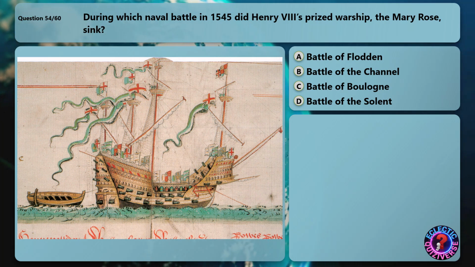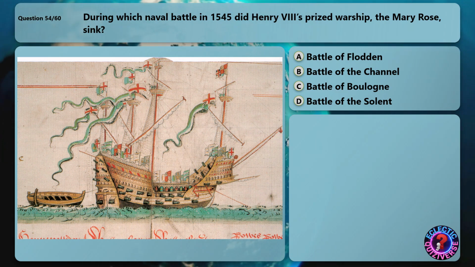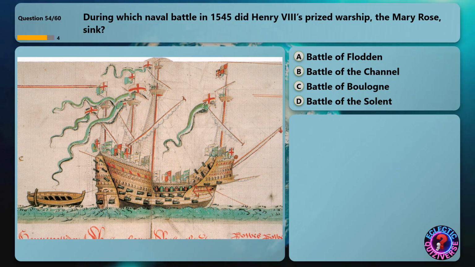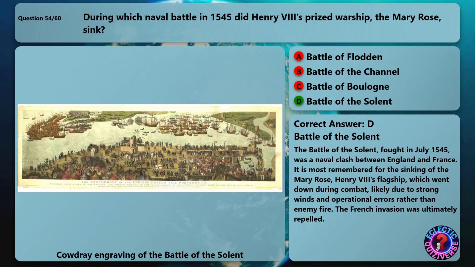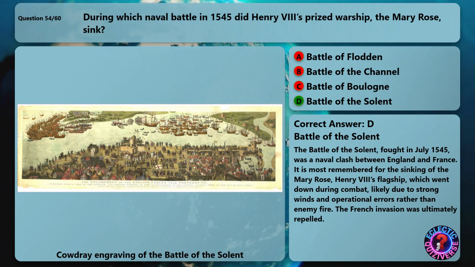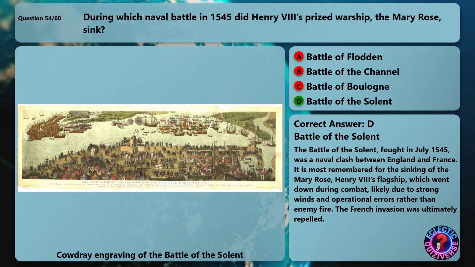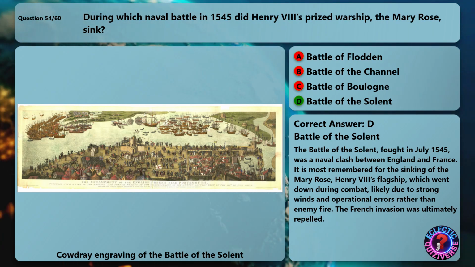During which naval battle in 1545 did Henry VIII's prized warship, the Mary Rose, sink? The correct answer is Battle of the Solent. The Battle of the Solent, fought in July 1545, was a naval clash between England and France. It is most remembered for the sinking of the Mary Rose, Henry VIII's flagship, which went down during combat, likely due to strong winds and operational errors rather than enemy fire. The French invasion was ultimately repelled.